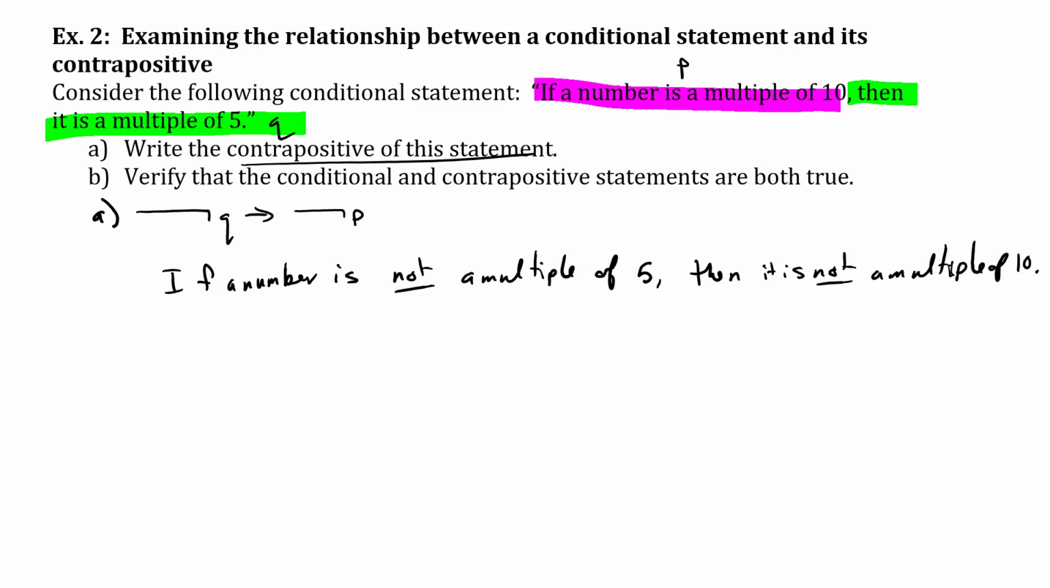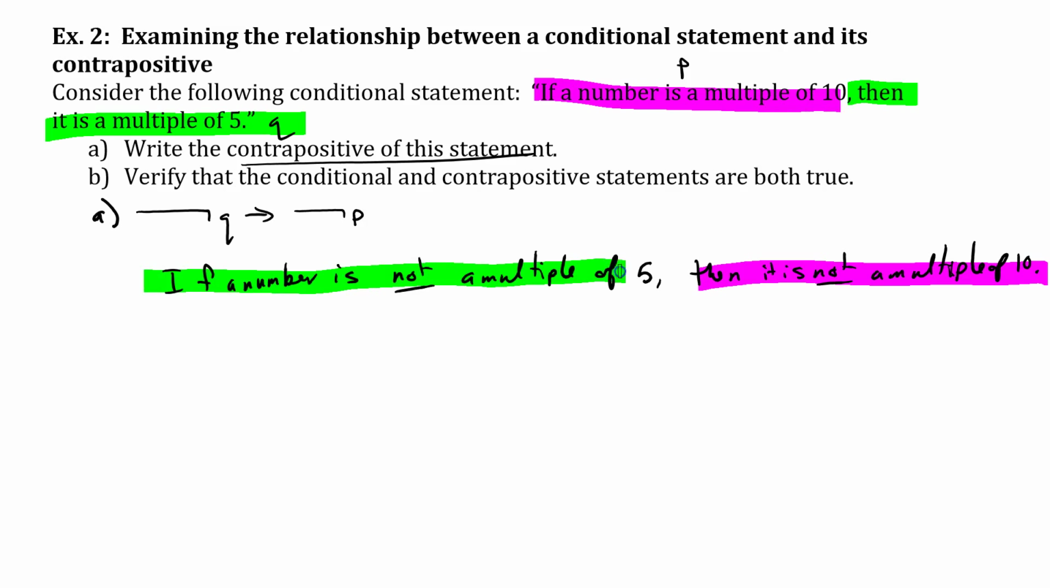I'm just going to color code here just to show you. The hypothesis needs to be negated and becomes the conclusion of the contrapositive. And the conclusion of the original statement becomes the hypothesis, but we must negate it for the contrapositive.